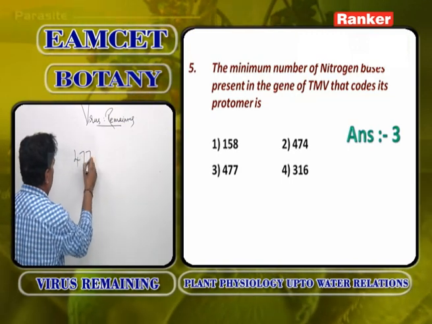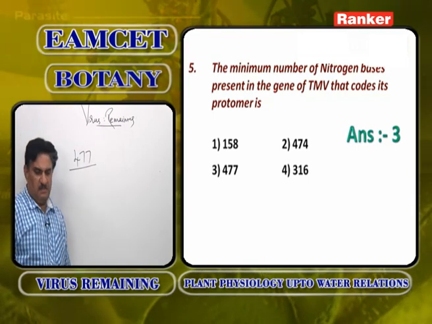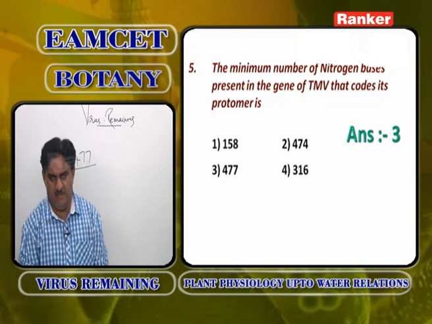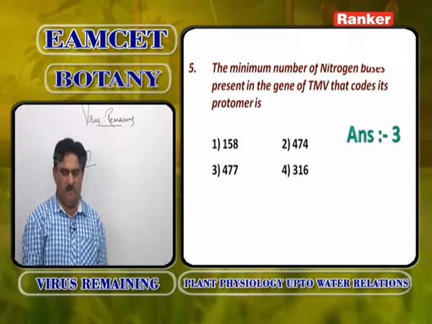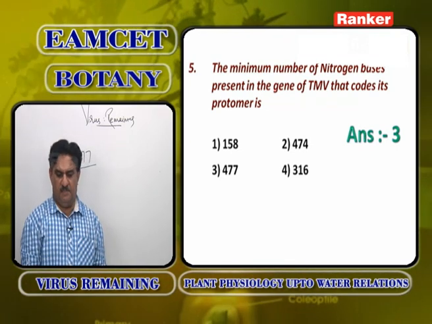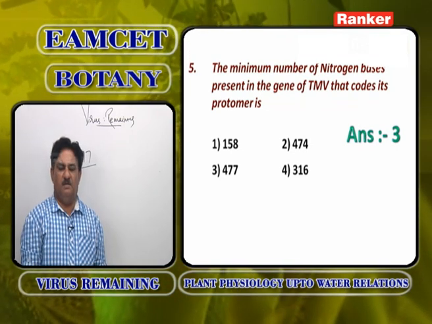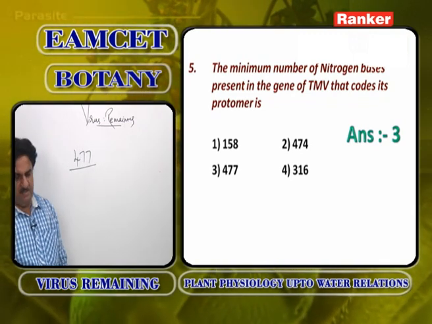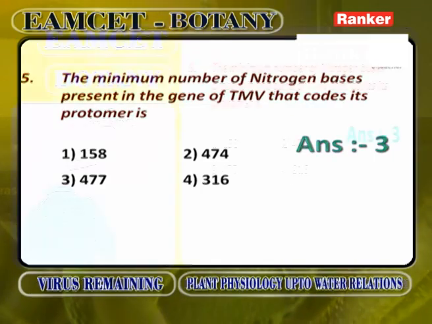The answer is 477. So, the minimum number of nitrogen bases present is 158 amino acids into 3 plus 3. Why plus 3? Because we have to write the stop codon also. The total number of nitrogen bases present in the gene of tobacco mosaic virus that codes its protomer is 477. The third option is for this.